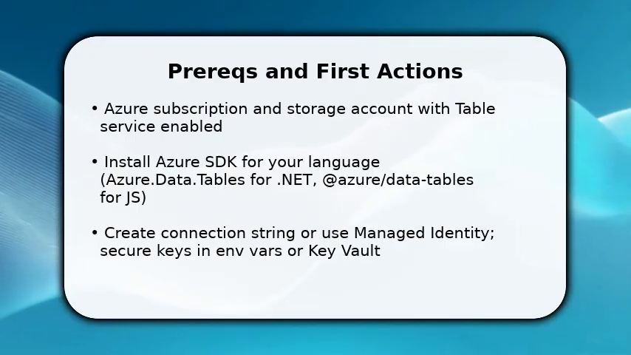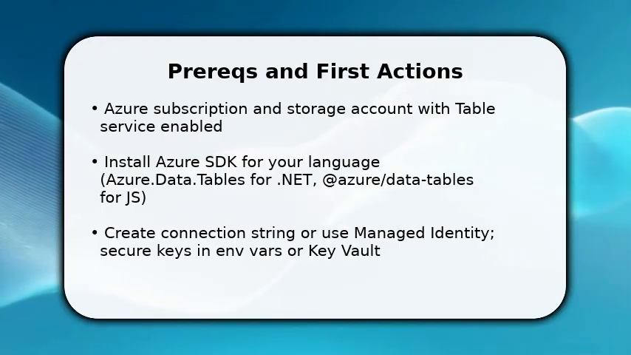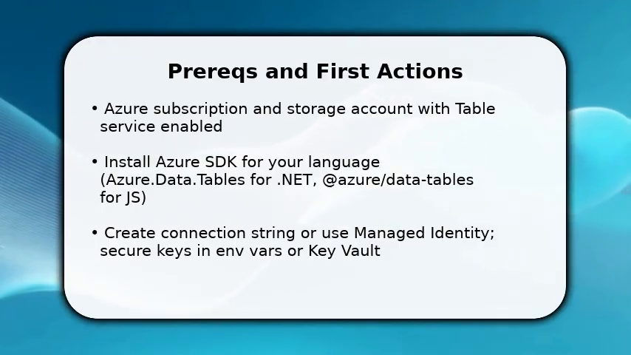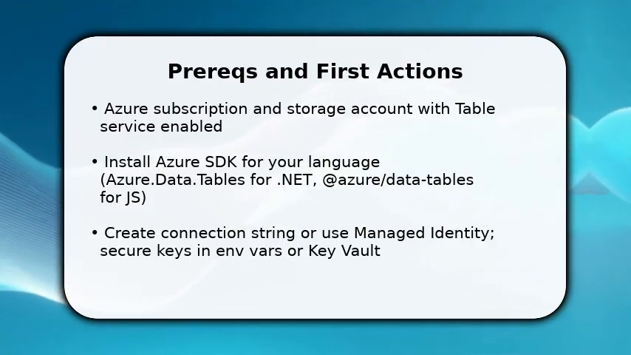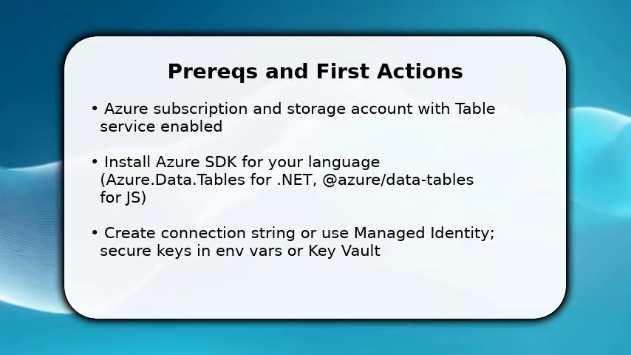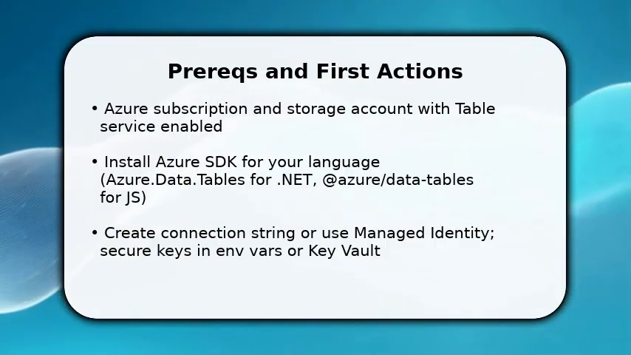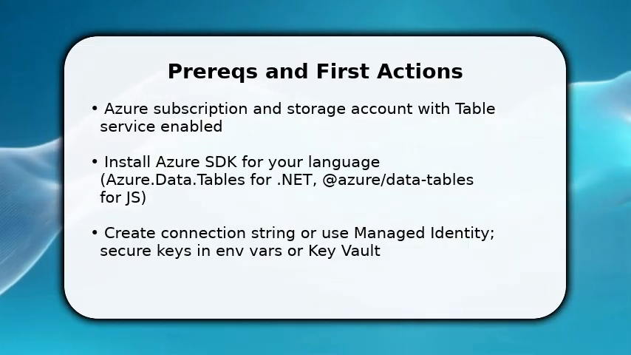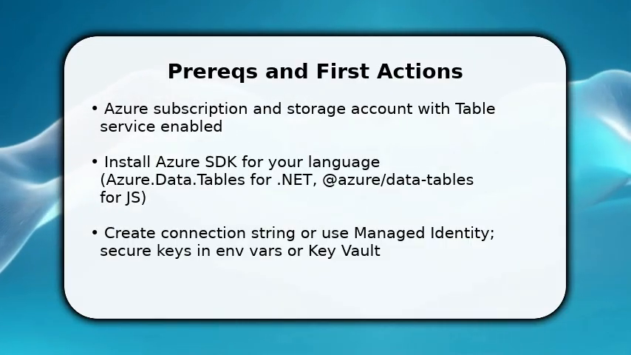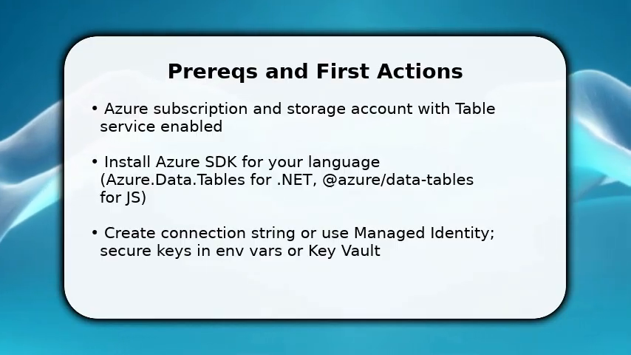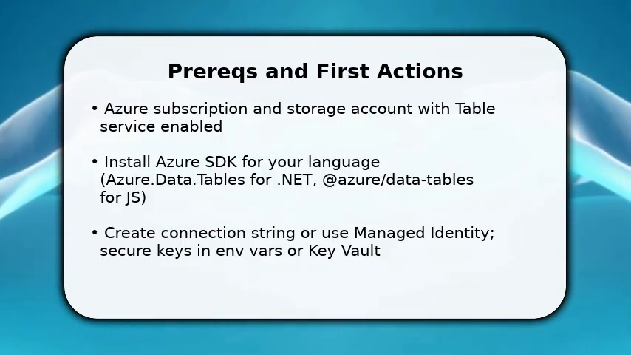You have the essentials: subscription, storage account, and SDK. First, export your connection string into an environment variable or configure managed identity so you don't store keys. Then instantiate the table service client from the SDK. This call authenticates and lets you list or create tables. Once done, create a new table client for the table name you'll use. Make sure to choose partition key and row key strategy now, because they determine performance and query patterns later.